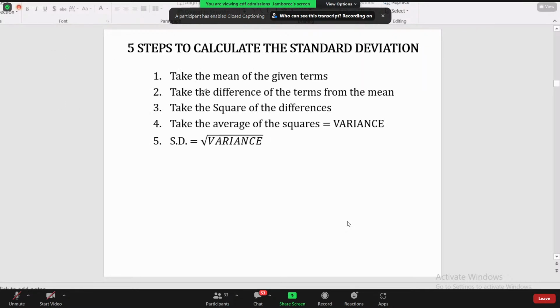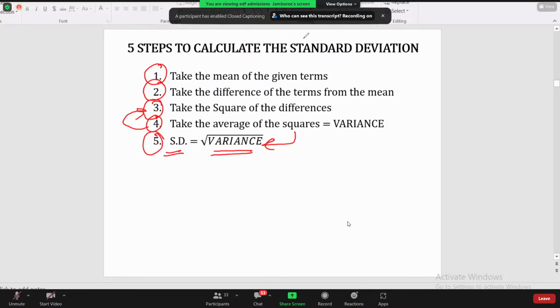To calculate the value of the standard deviation, we follow 5 simple steps. First of all, you will calculate the mean value of the series. Then you will calculate the difference of the terms from the mean value. Then you will square the differences. Then you will take the average of the squares, which you have calculated in step number 3. And step number 5 will be: standard deviation is equal to the square root of the average which you have taken in step number 4.